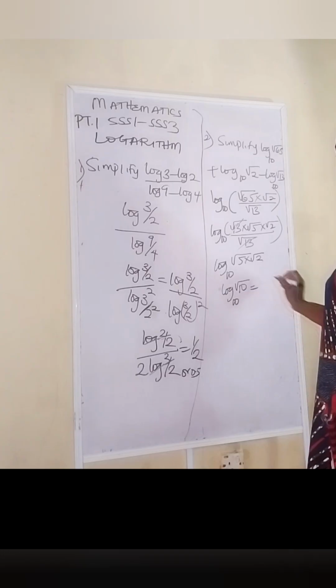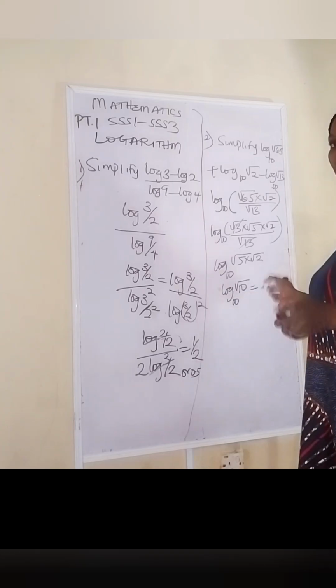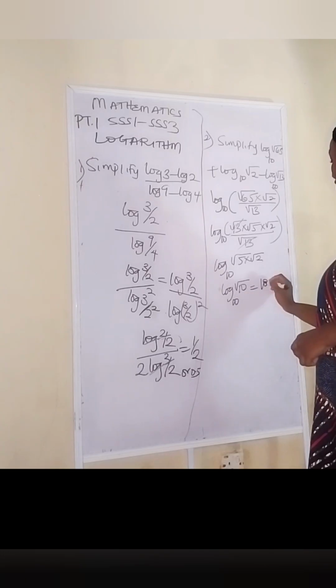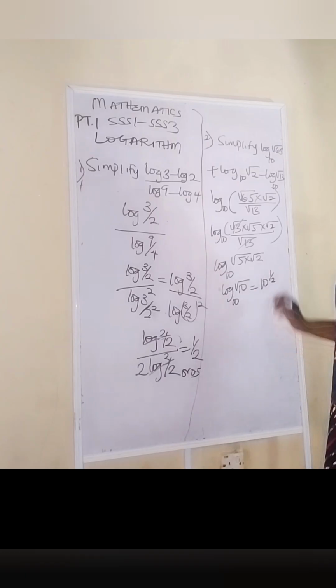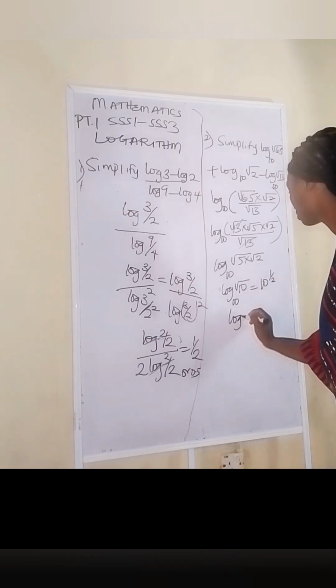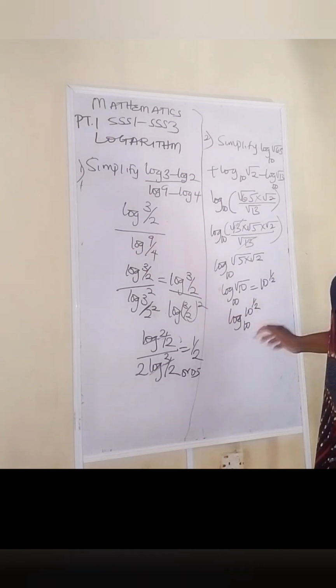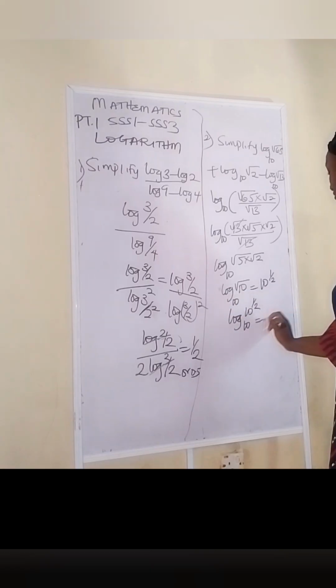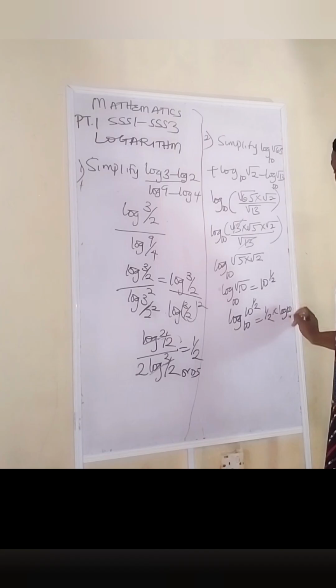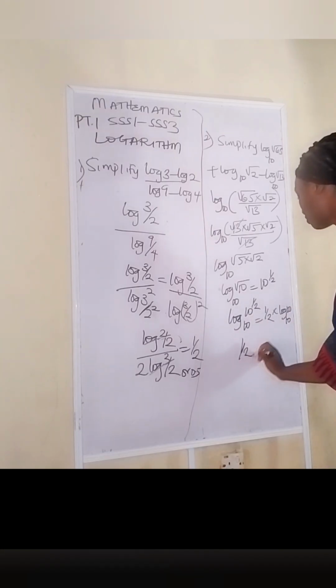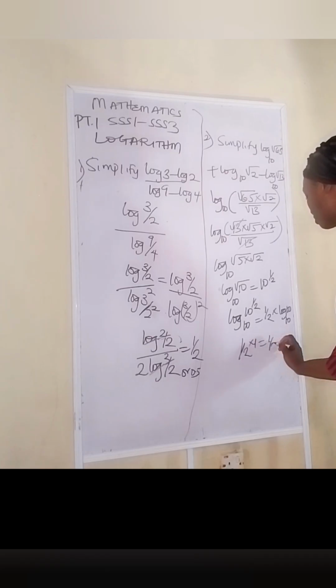Now as we all know, square root is also equivalent to 1 over 2. So we change the square root to 1 over 2. You see that now? So we now have log 10 raised to power 1 over 2 times what? Base 10. So this 1 over 2 will come here. So we now have 1 over 2 times log 10 base 10. So log 10 base 10 is what? 1. So the answer is 1 over 2 times 1. 1 over 2 or 0.5.